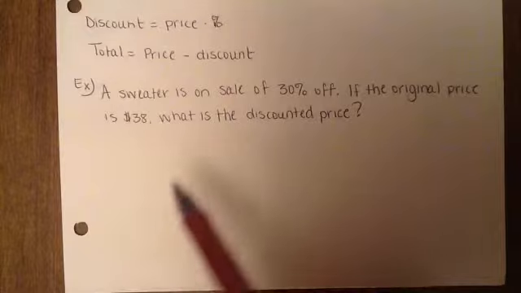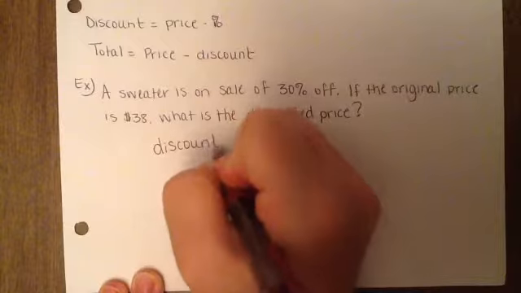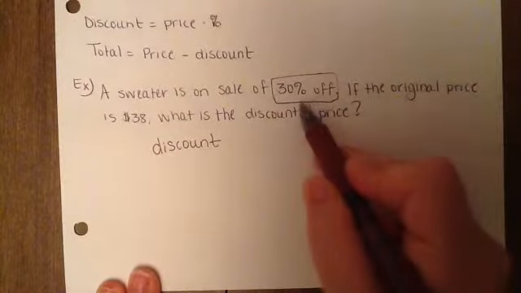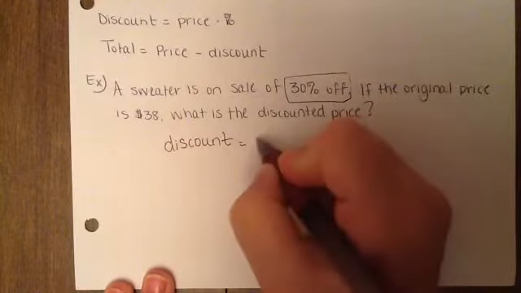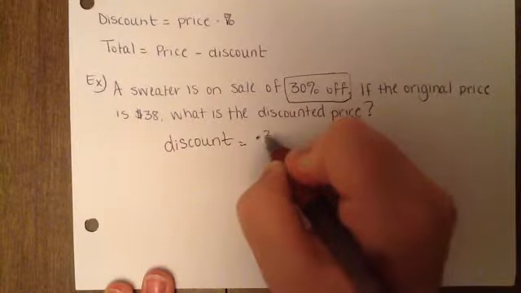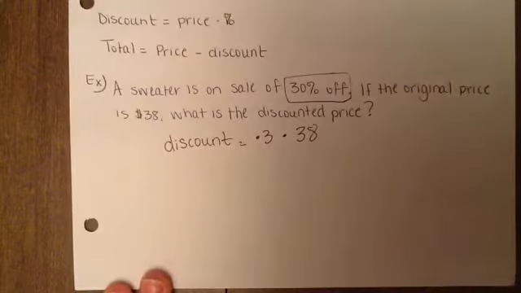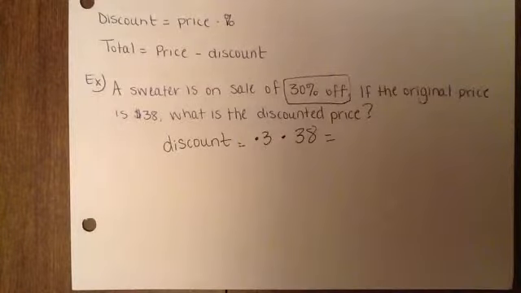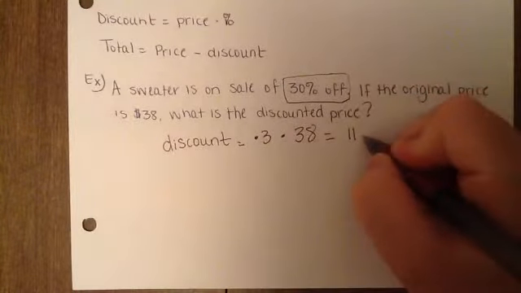Let's see how you did. First thing we have to do is figure out how much we get to save. And it's 30% off. Now, it's not $30. It's not 30 cents. It's 30% of our cost. So 30%, which is 0.3, times our $38. What did you get for our discount? How much will we save? $11.40.